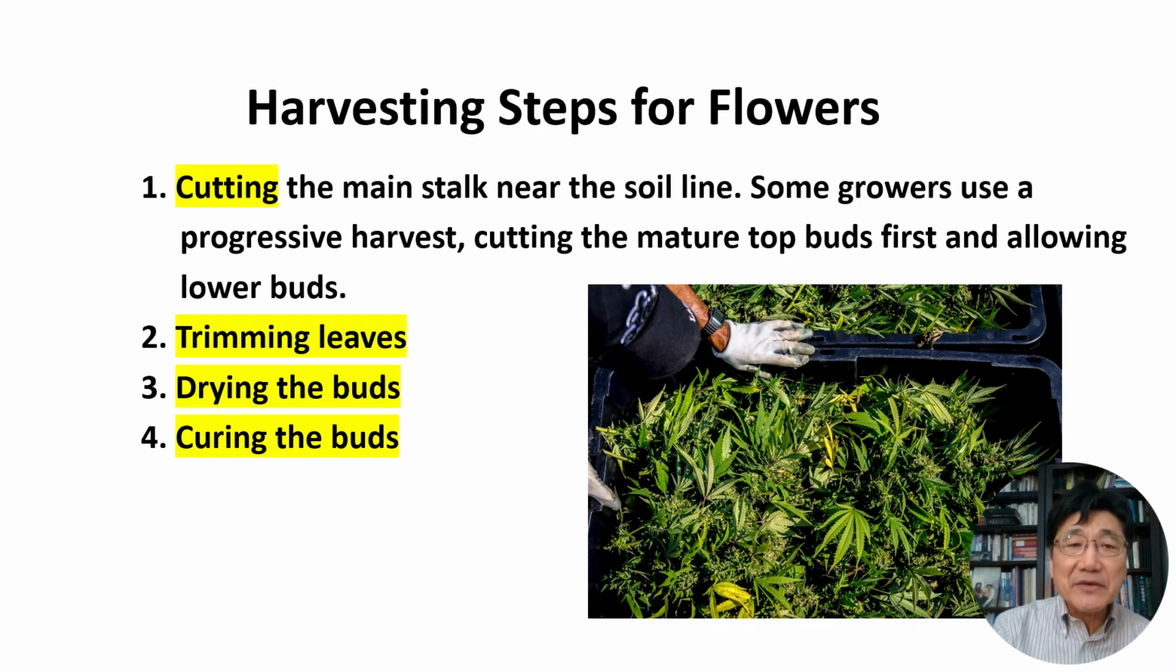The third step is drying the buds. Hang the branches upside down in a dark room with good air circulation. The ideal environment is around 60 to 70 degrees Fahrenheit with 50 to 60% relative humidity. This process usually takes 5 to 14 days.